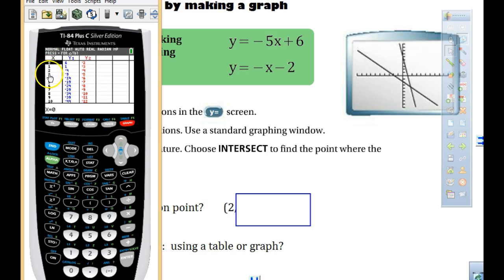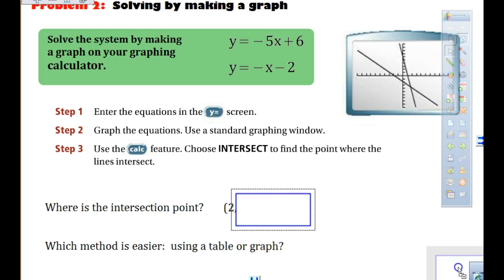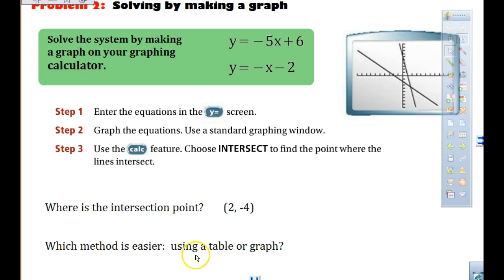Do you agree that x is 2? They both were the same. So our solution should be, if we are looking at that, 2, -4.